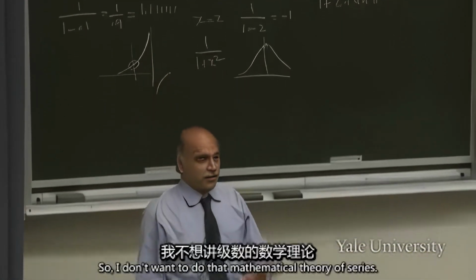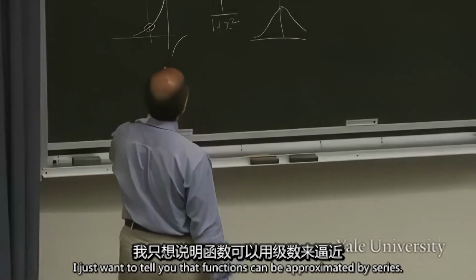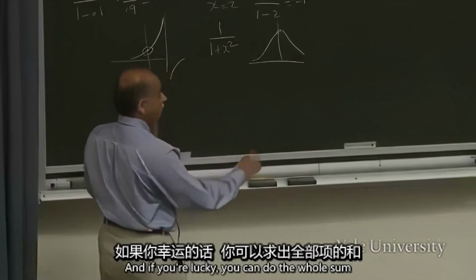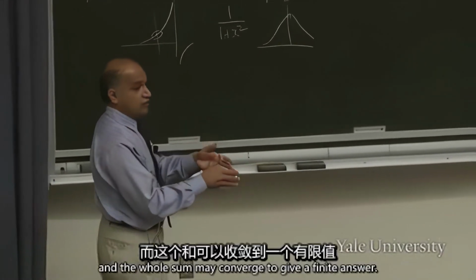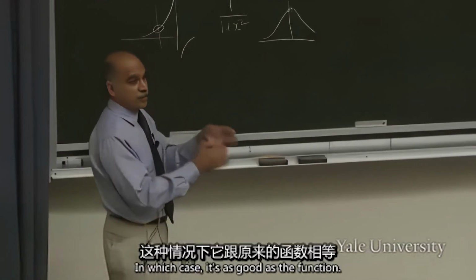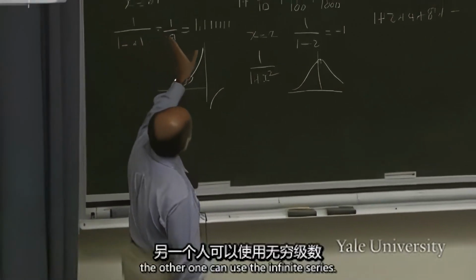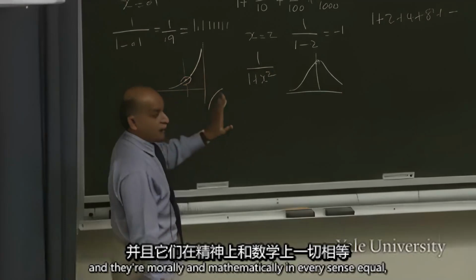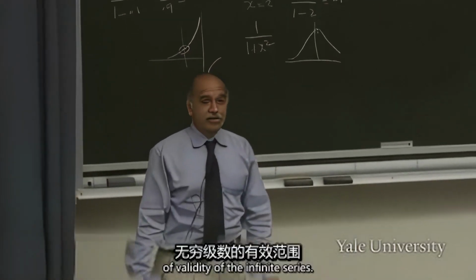I don't want to do the mathematical theory of series. I just want to tell you that functions can be approximated by series, and if you're lucky, you can do the whole sum if you know all the derivatives, and the whole sum may converge to give a finite answer, in which case it's as good as the function. One guy can use 1 over 1 minus x, the other one can use the infinite series, and they're morally and mathematically in every sense equal as long as they don't stray outside the region of validity of the infinite series.